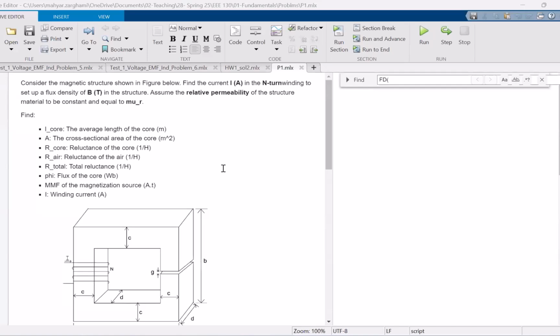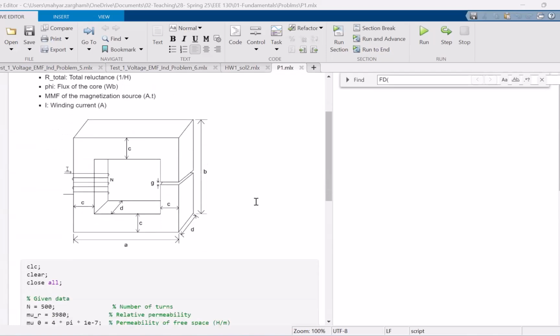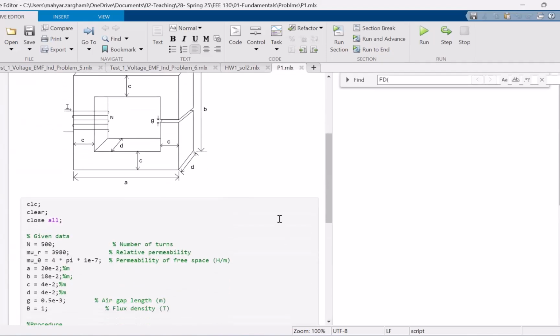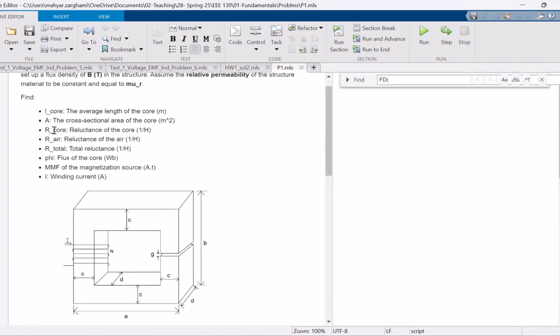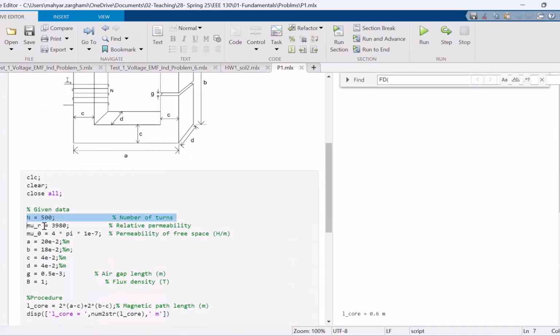We're having basically these dimensions. This is a magnetic core, and I'm asking you to basically, based off of these numbers that are given, find out the length of the core, the cross-sectional area, reluctance in the air, the total reluctance, phi, MMF. So what is given is the number of turns, the mu r, mu zero, the dimensions, and we're asking for the current if B is equal to 1 Tesla.